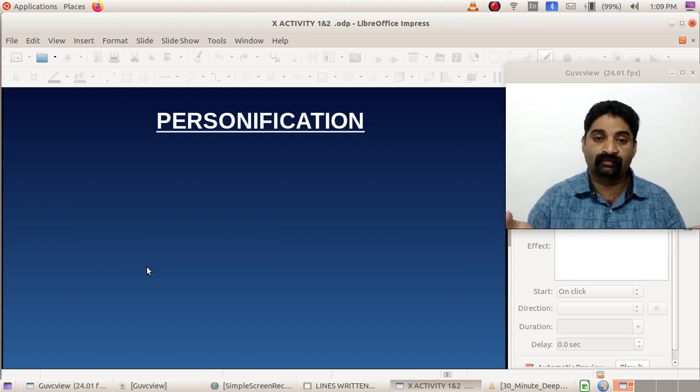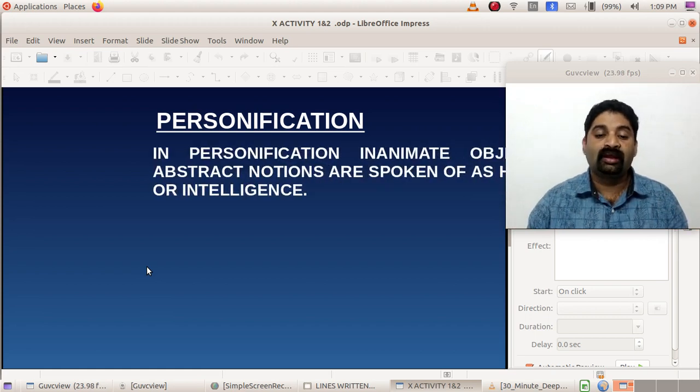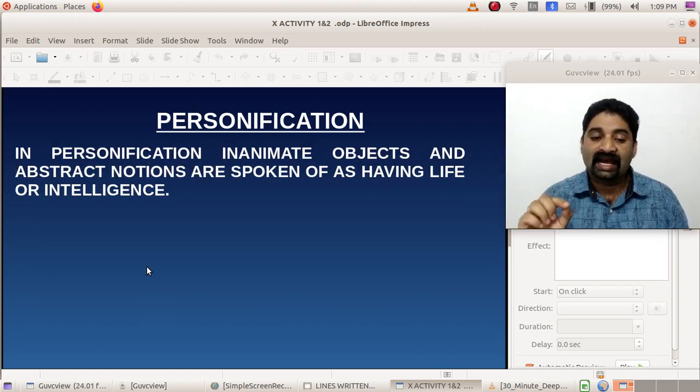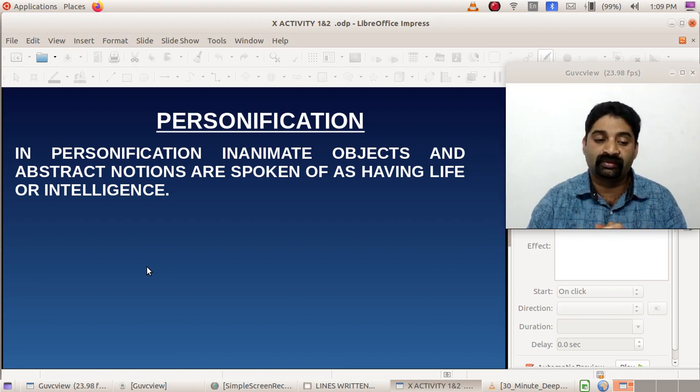Personification. So what would that be? It is when inanimate objects and abstract nouns are spoken of as having life or intelligence. What do you mean by inanimate objects? Objects which have no life, that cannot move. Or abstract notions. Abstract means which we cannot see, ideas. Some ideas and some lifeless objects are given the attributes of a person, like having intelligence or life.